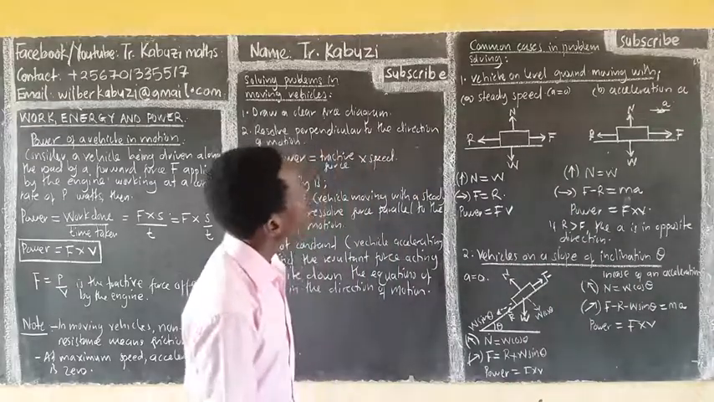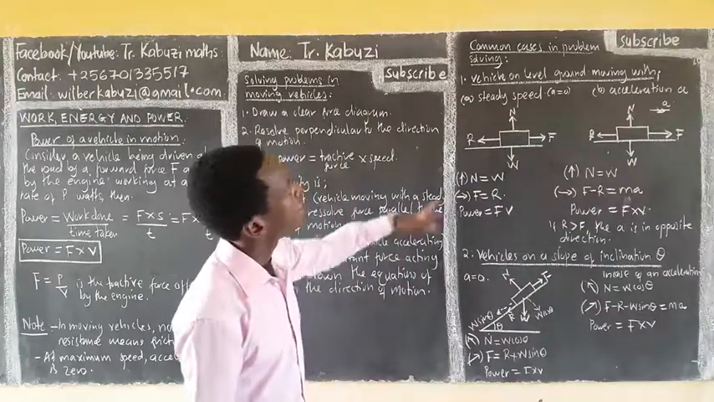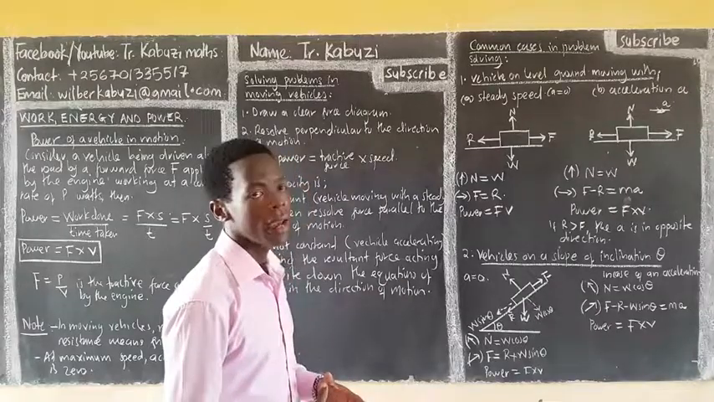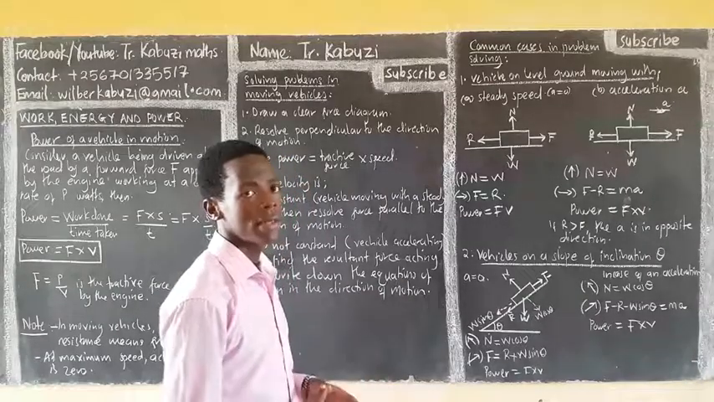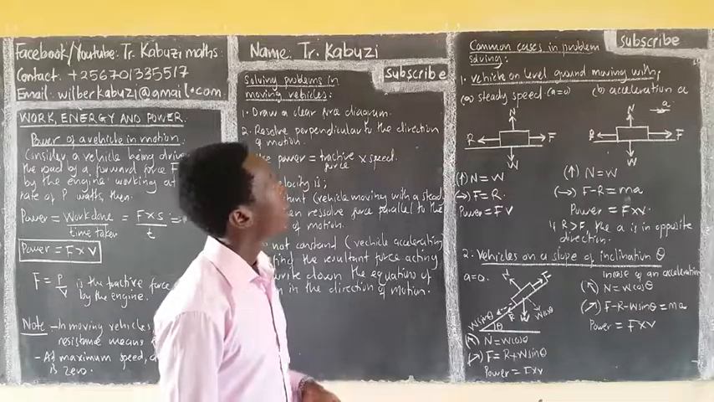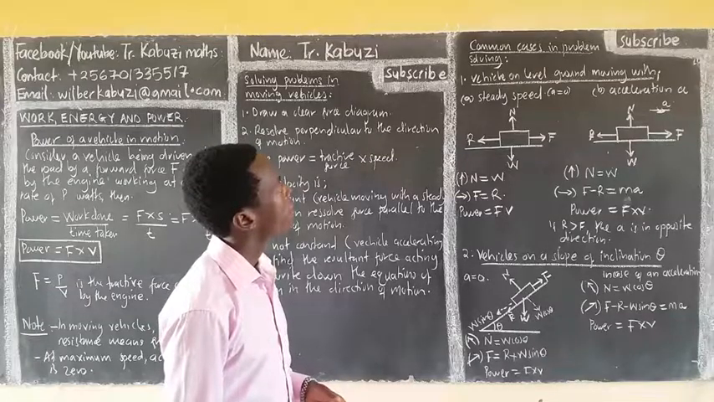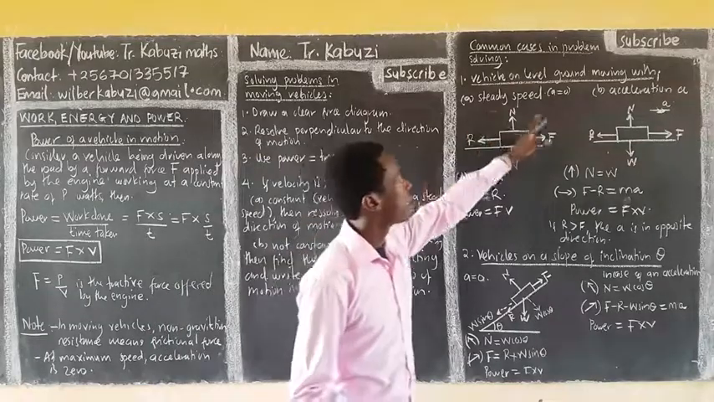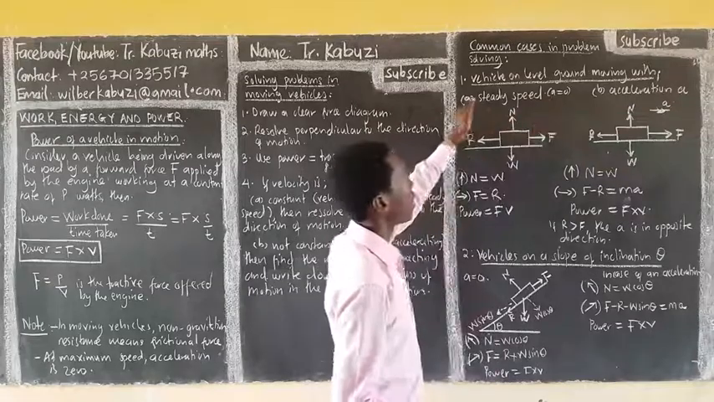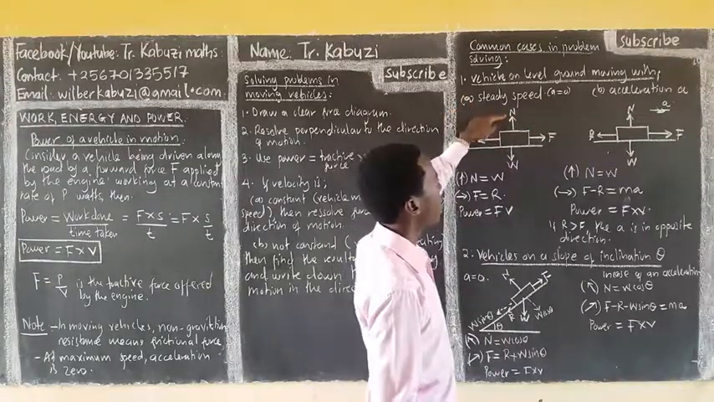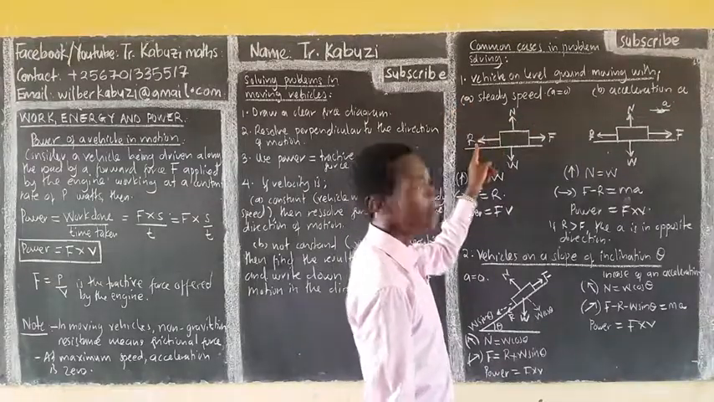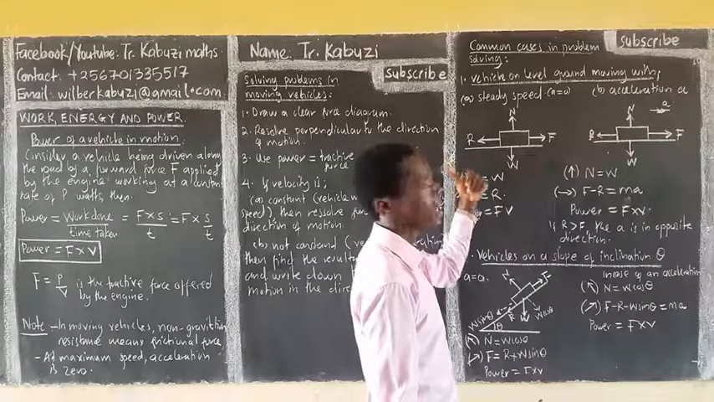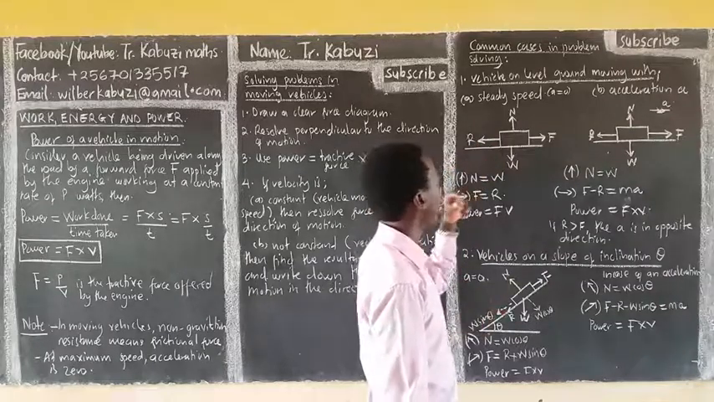Okay, let us see vehicles. These are the common cases we are finding. I'm going to give you others as we do the questions. A vehicle on level ground moving with steady speed means that the acceleration is 0. So this is the level ground. Because we have a resistance here, the frictional force, that's why we have it there.